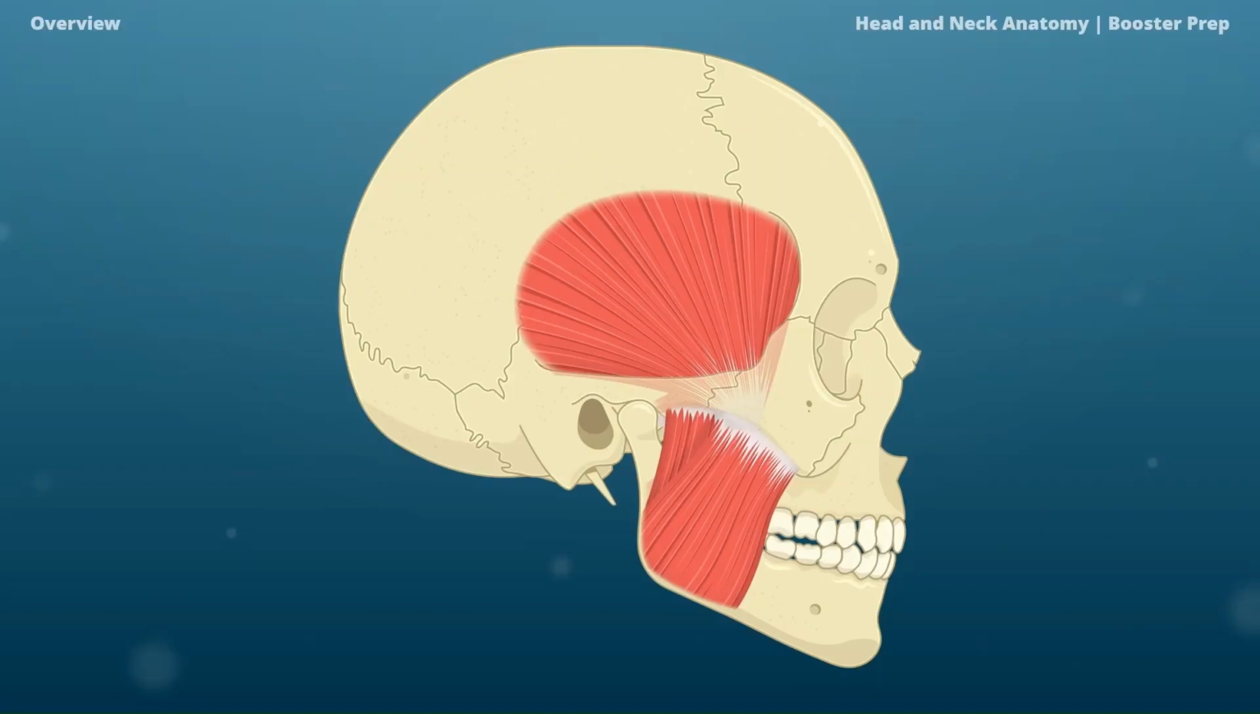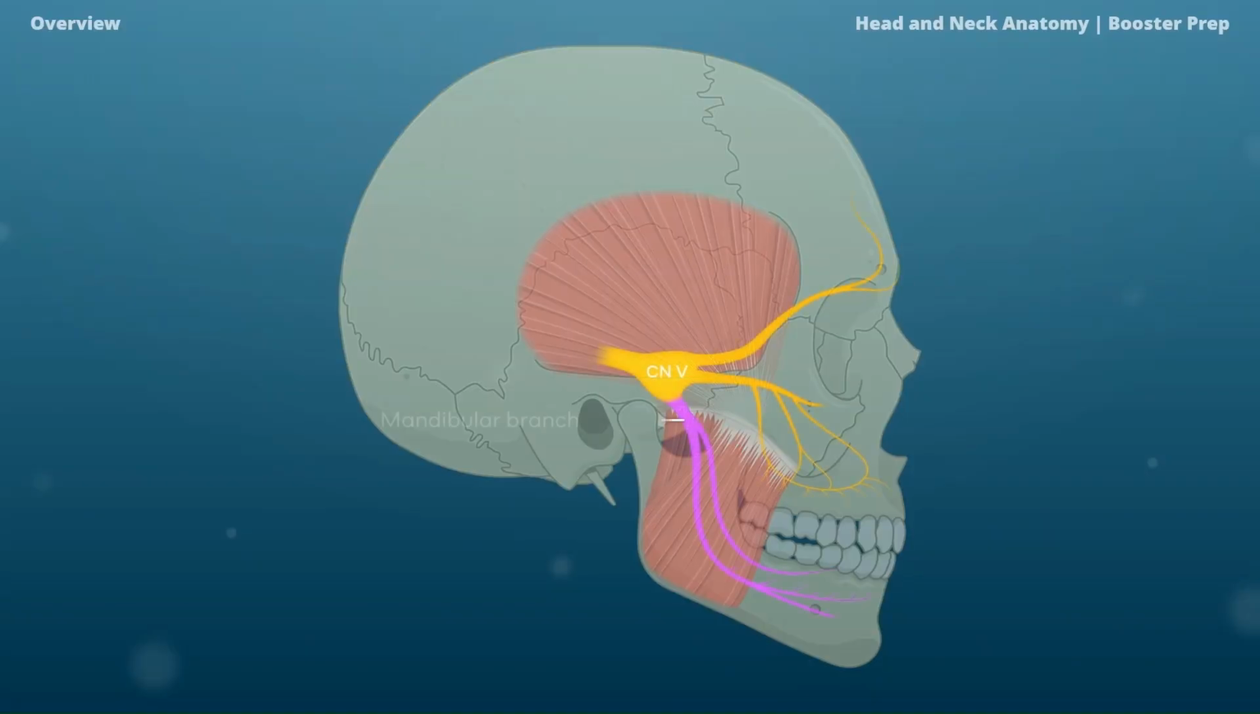So every muscle of mastication is innervated by the mandibular branch of the trigeminal nerve and has an origin and insertion point. A muscle is also able to perform more than one action. But what do we mean when we say origin and insertion? The origin of a muscle is the immobile part of the muscle which pulls the insertion region towards it. And the insertion of a muscle is the mobile part of the muscle which is pulled towards the origin region.